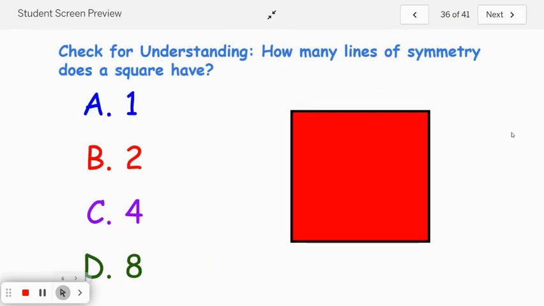So how many lines of symmetry does our square have here? I want you to think about hamburger and hot dog. Think about the different ways you could cut this square in half. You could cut it height-wise. You could cut it lengthwise. So that gives me 2 lines of symmetry, but then I also want you to think on these diagonals. You could also cut it along the diagonals and you would get mirror images on both sides. So I end up with 4 lines of symmetry there.